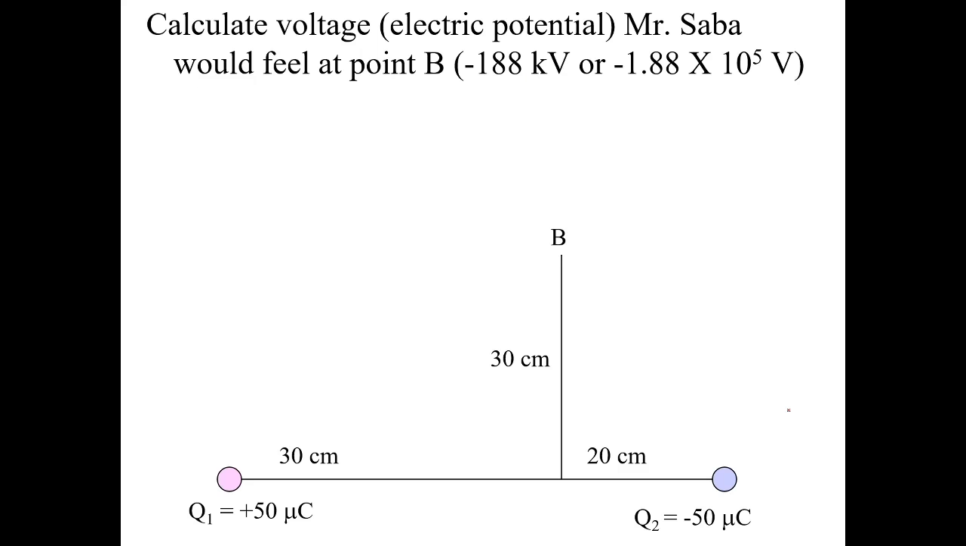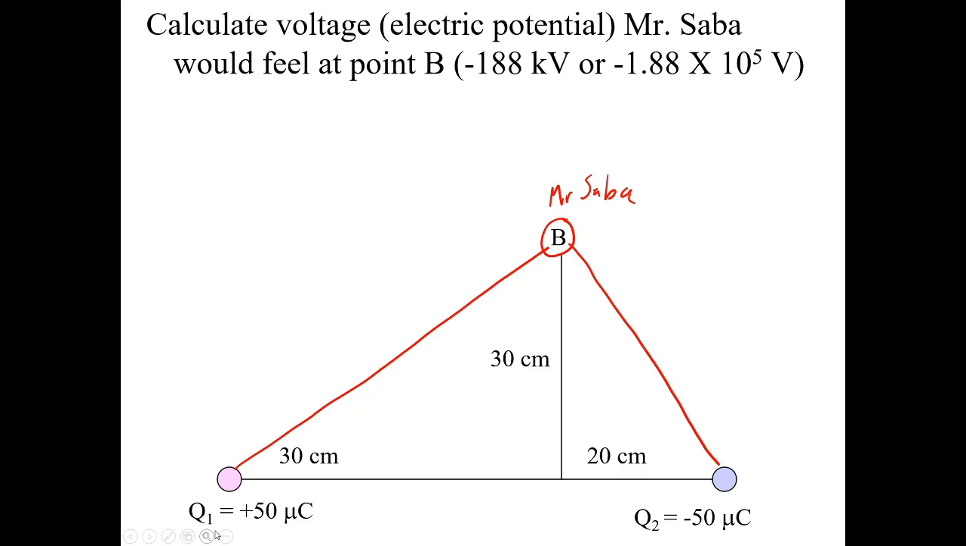So today we're going to do one more problem on voltage, and we're going to say, okay, Mr. Saba is at point B. You know me, I love to pick on poor Mr. Saba. And there's two charges. In this situation, however, the charges are not equally distant or equidistant from point B. Q1, this positive 50 microcoulombs, is much further over.